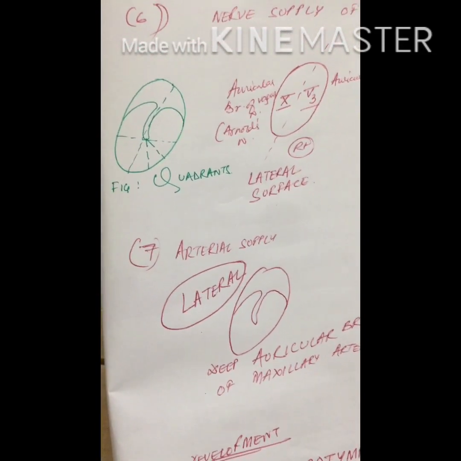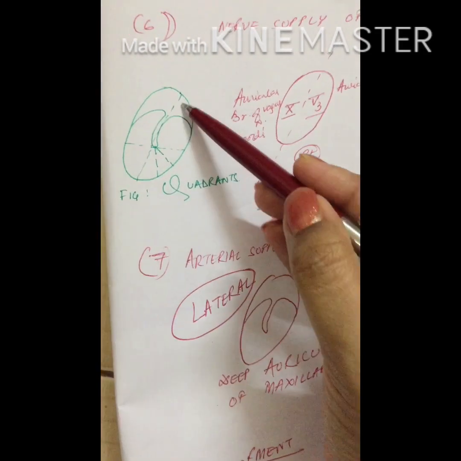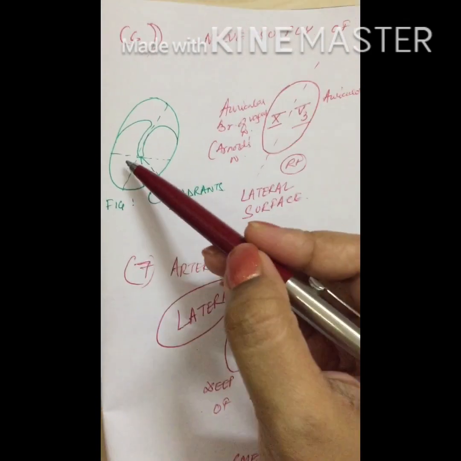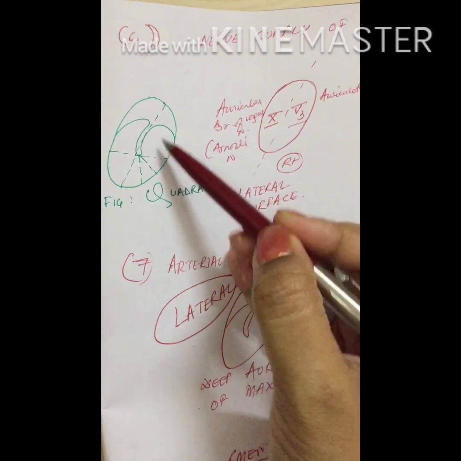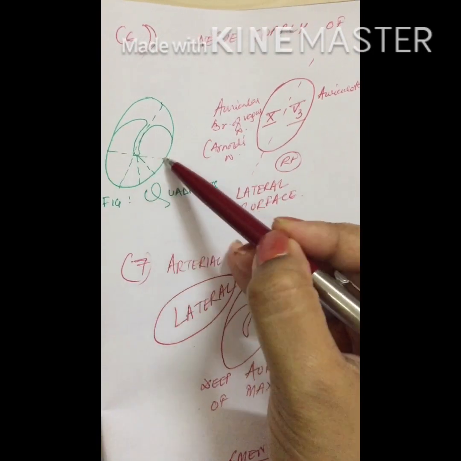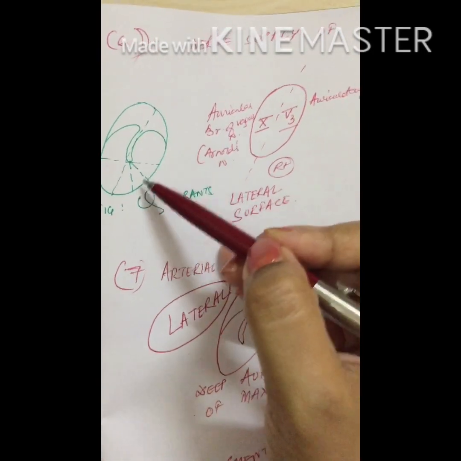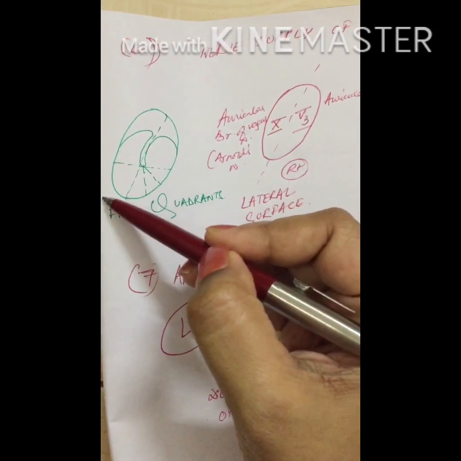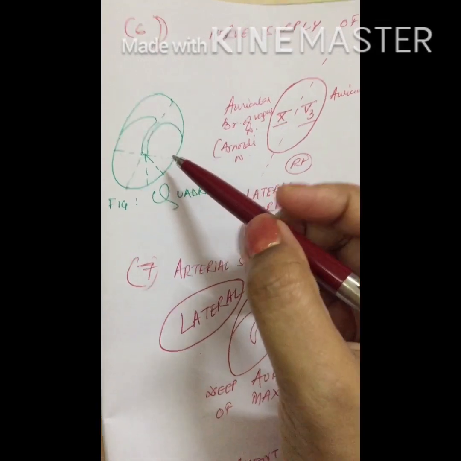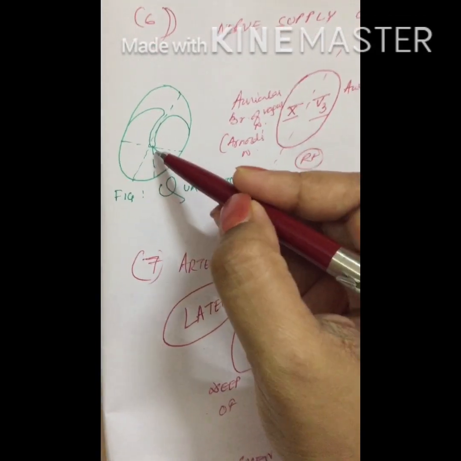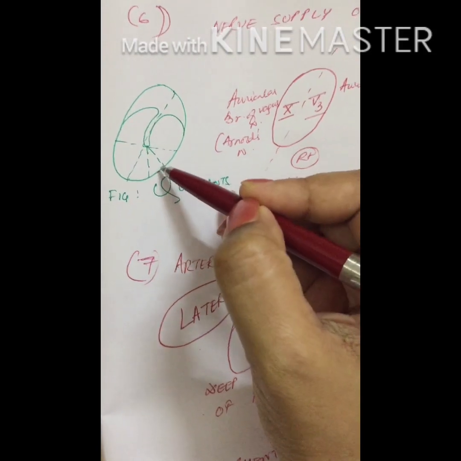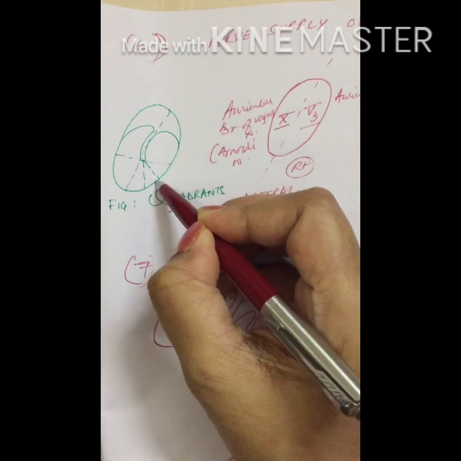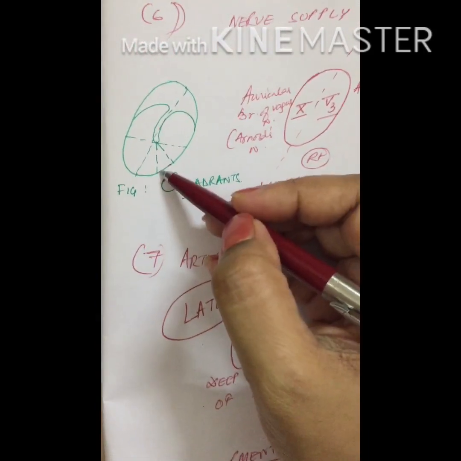Now how do we divide the quadrants? You have to draw a line through the handle of the malleus and the other line through the umbo, and this is the anteroinferior, anterosuperior, posteroinferior and posterosuperior quadrant. Now always remember that the cone of light will lie along the anteroinferior quadrant. This is how you know which is the quadrant.